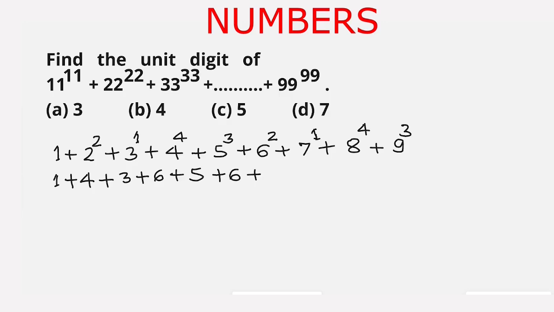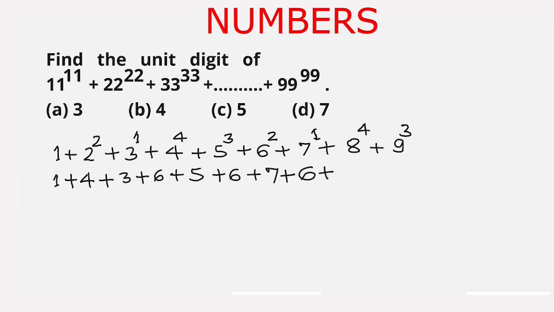7 to the power 1 is 7, plus 8 to the power 4. 8 to the power 4 can be written as 8 to the power 2 multiplied by 8 to the power 2. 8 to the power 2 is 64, and again 8 to the power 2 is 64, and each 64 has ones digit 4, and 4 times 4 is 16, so we write 6 as unit digit of 8 to the power 4 will be 6.